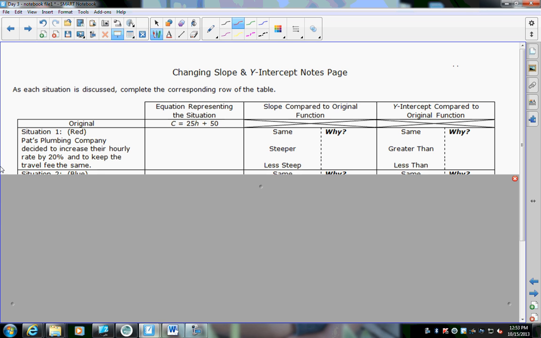All right, in red, it says Pat's Plumbing Company decided to increase their hourly rate by 20% and to keep the travel fee the same. You need to remember that this right here, the 25, is the hourly rate. This 50 is the travel fee.